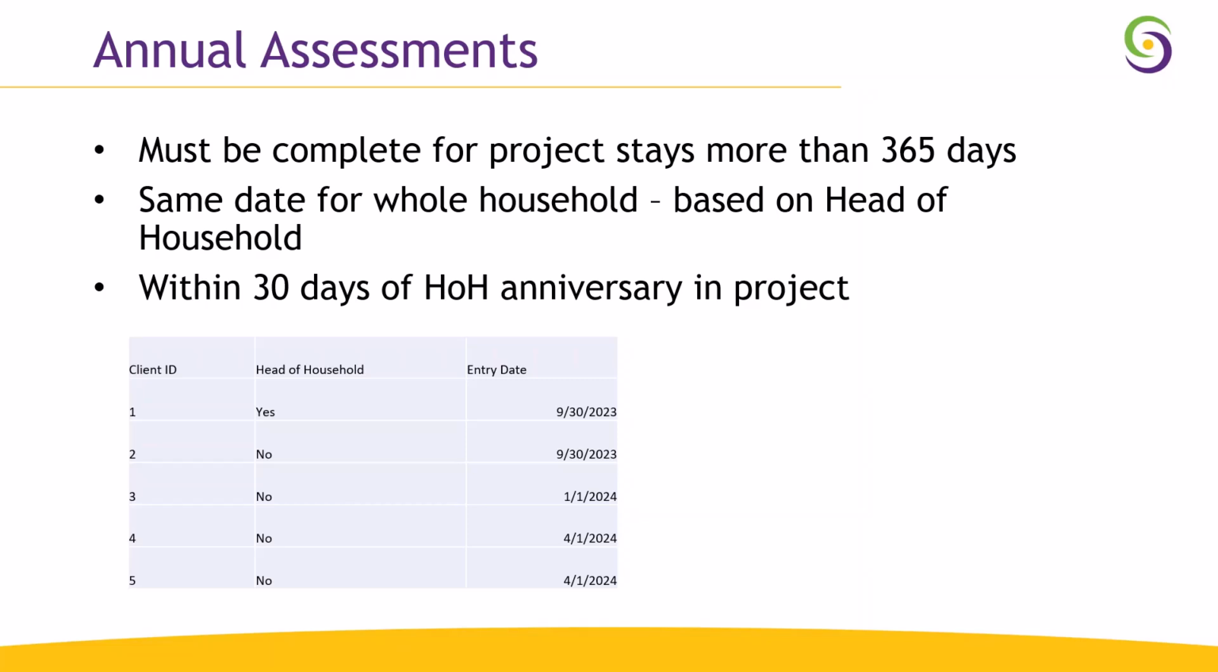So, as it says, this must be complete for project stays more than 365 days. This is in housing projects, shelter projects, transitional housing projects, safe havens. Now, most shelter stayers won't be in projects for that long. We do see it in transitional housing, but this is especially common for permanent supportive housing projects. But regardless of the project type, if your client is in that project for 365 days or more, an annual assessment should be completed.